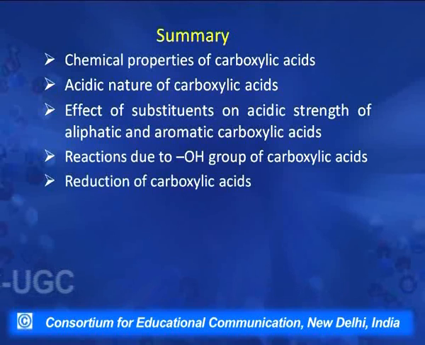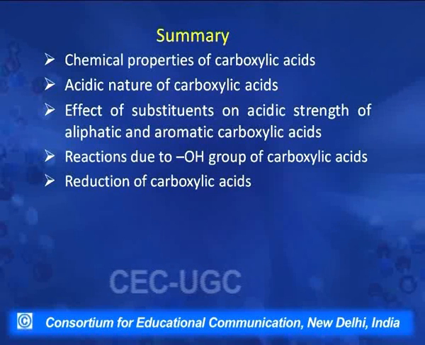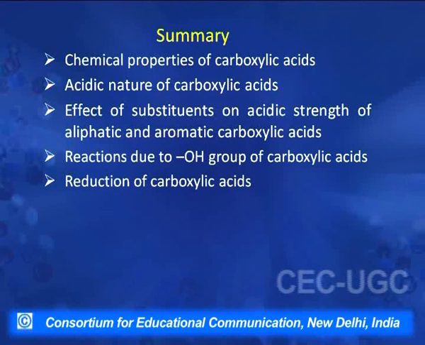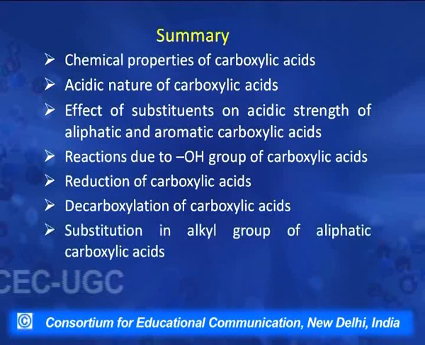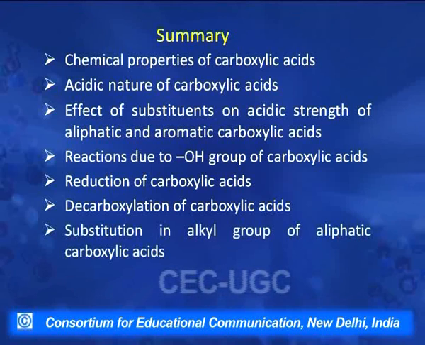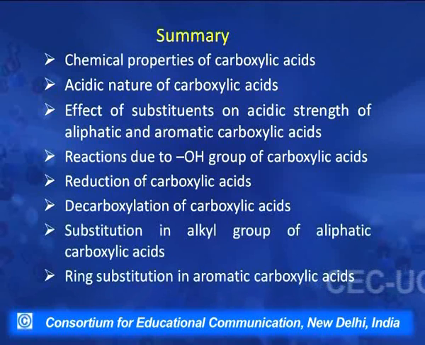Then we discussed the reduction of carboxylic acids, where carboxylic acids are reduced by lithium aluminum hydride to primary alcohols. Then they undergo decarboxylation. There are various reactions of decarboxylation. We can obtain alkanes, alkenes, or we can obtain alkyl halides. Then we discussed the substitution on the side chain, the important Hell-Volhard-Zelinsky reaction, and then electrophilic substitution in aromatic carboxylic acids. In our next session, we will discuss some substituted carboxylic acids, that is acids having hydroxyl group, halogen group or unsaturated acids. That's all for today.